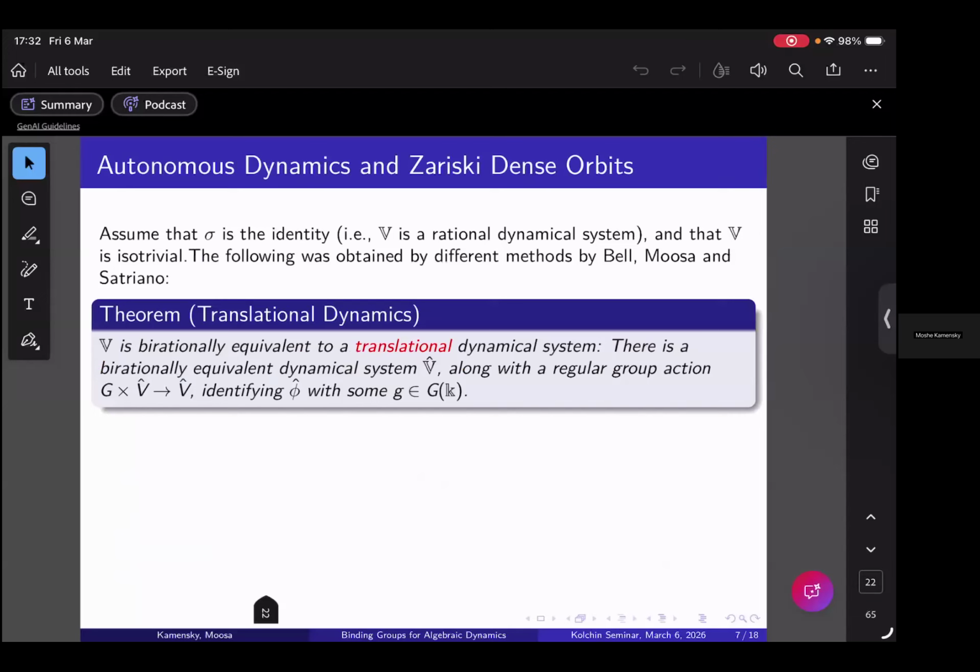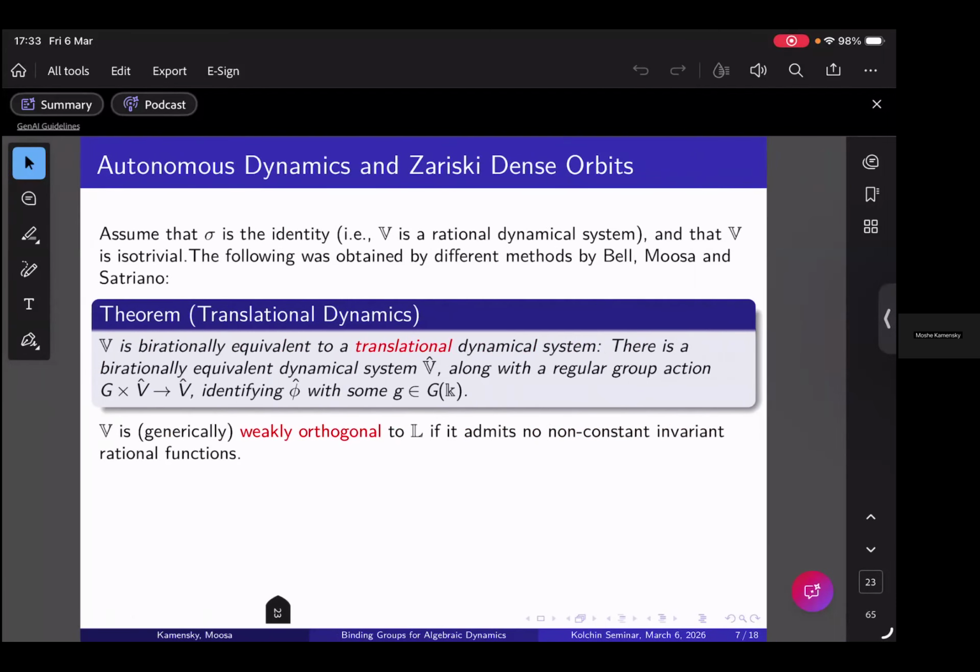Now, we wrote this in the paper for the case where sigma is the identity, but actually it's true in almost complete generality in the isotrivial case. You need to understand how to formulate it, but it's definitely true beyond the case where sigma is the identity.